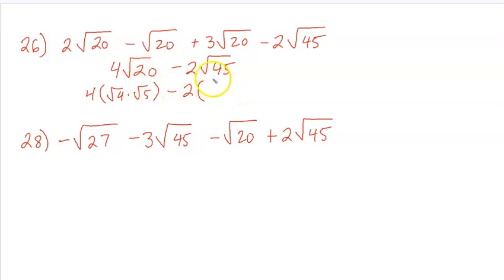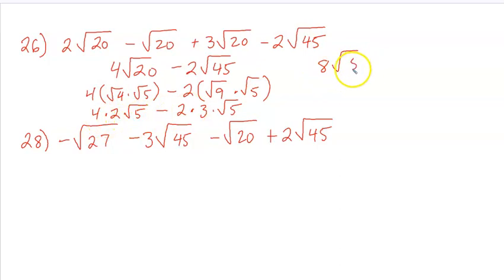And then this is going to be minus 2 times the square root of 9 times the square root of 5. That makes 45. All right, so 4 times the square root of 4 is 2 times the square root of 5. 2 times the square root of 9 is 3 times the square root of 5. And now let's get our final answer. 8 square root of 5 minus 6. 2 times 3 is 6 square root of 5. And these can be actually combined because they're like radicals, so my final answer is going to be 2 square root of 5. That's number 26.